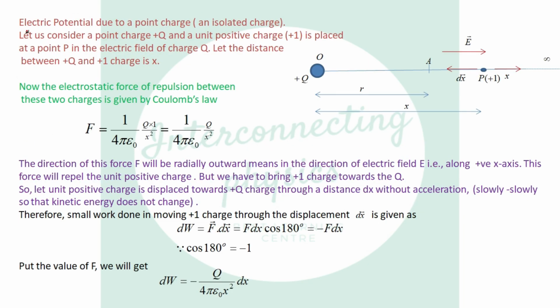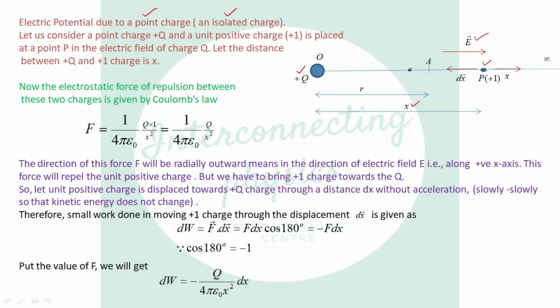Now, electric potential due to a point charge, or electric potential due to an isolated charge. So let us say we have source charge plus Q and we have a unit positive test charge, that is plus 1, at point P. And the distance between this source charge and point P is x. Now, we already know due to electrostatic force of repulsion, this charge plus Q, that is the source charge, will repel the plus 1 charge away from this source charge. It will move along the positive x-axis, or it will move in the direction of the electric field.